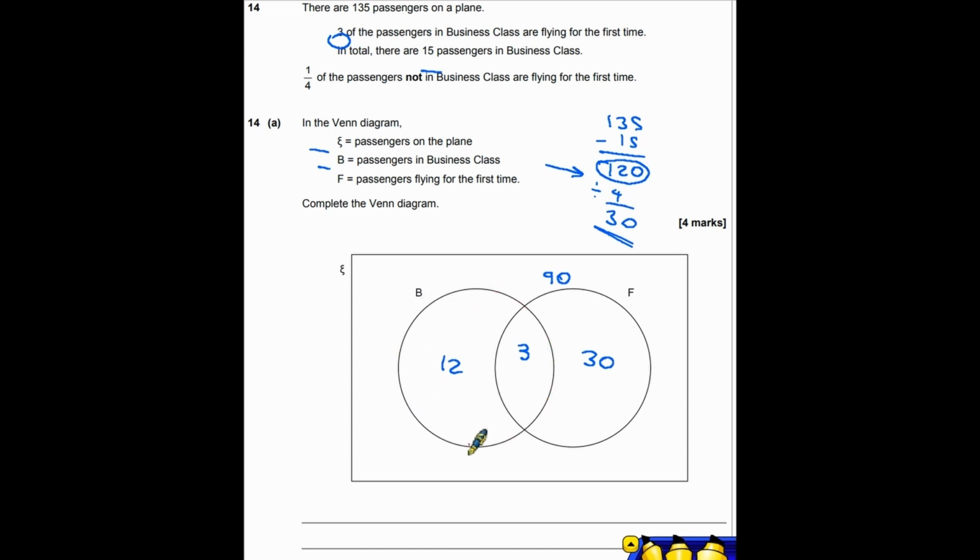The number of people in business class are all the people within the B circle here. So that is the 12 plus the 3. So it's 15 out of a total number of passengers, which is 135. So the probability of a random passenger being selected and that passenger being in business class is 15 out of 135. If we give our answer in its simplest form, both the top and the bottom of this fraction will divide by 15 and we get the answer 1 out of 9.